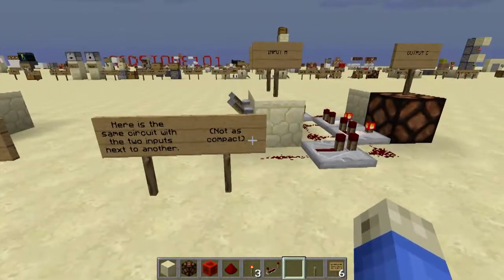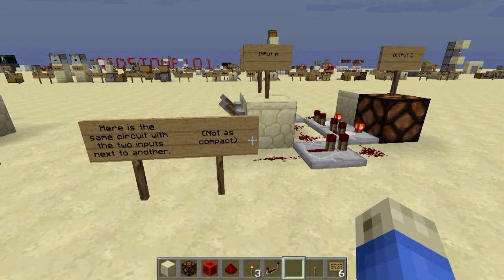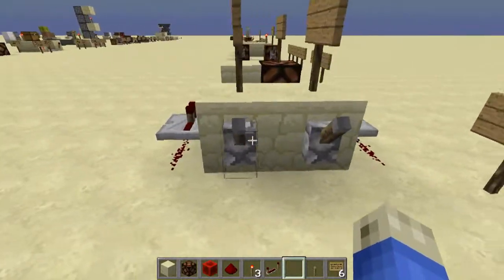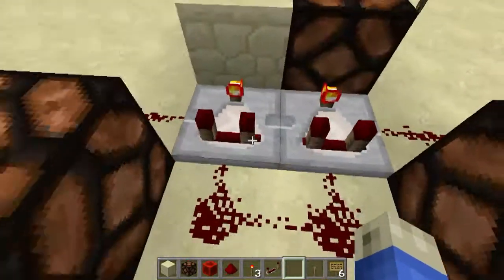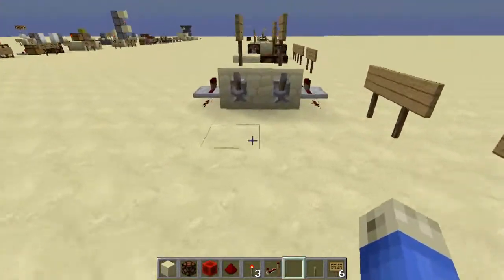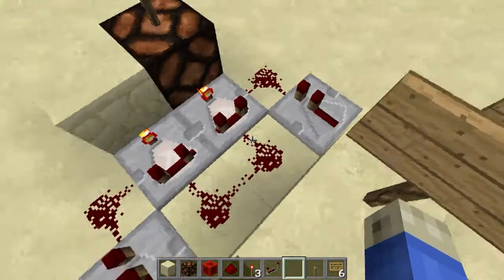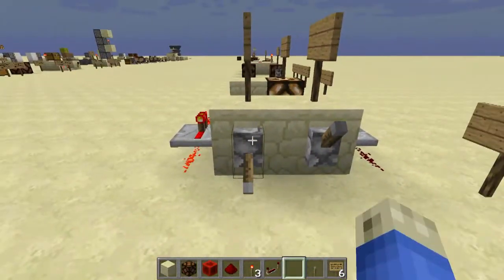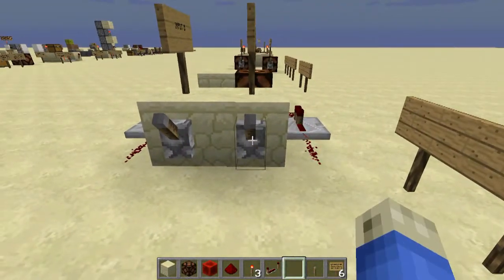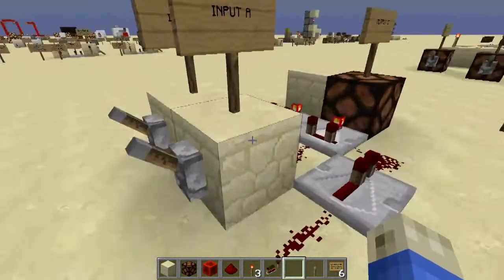Now, here's another example of that same Xor circuit using comparators, but with having the two input levers right next to each other. Maybe you want the two input blocks right next to each other versus having to be 2 blocks apart like this. This one is a little bit more expensive, it's a little longer, it uses 2 repeaters in addition, but the behavior is the same. Now it's on. When only one of them is on, the output is on.